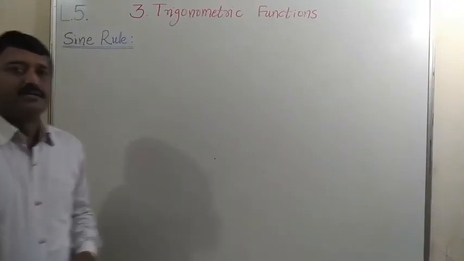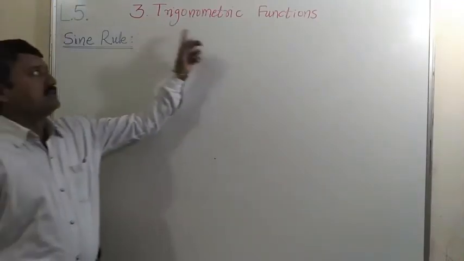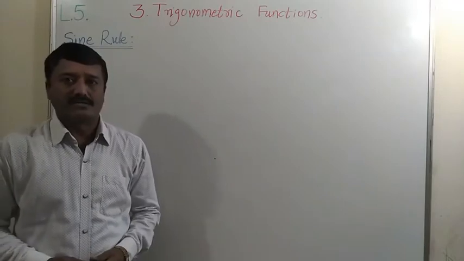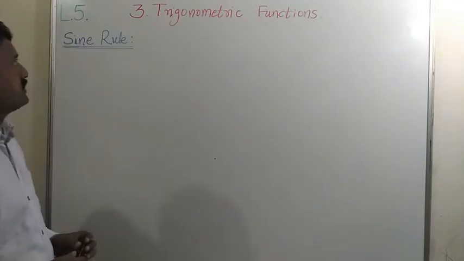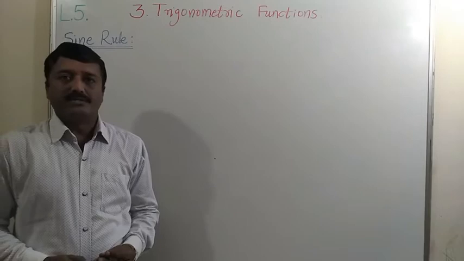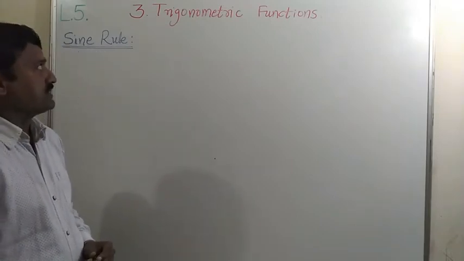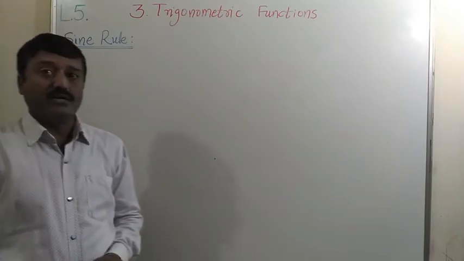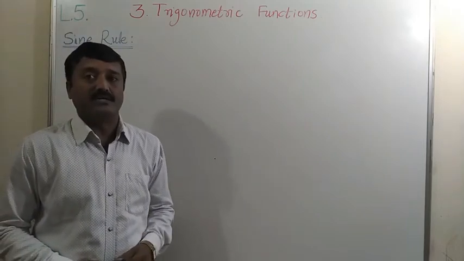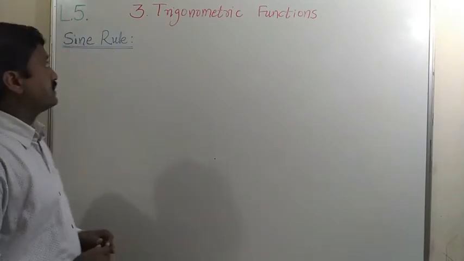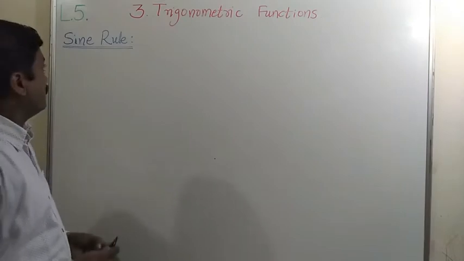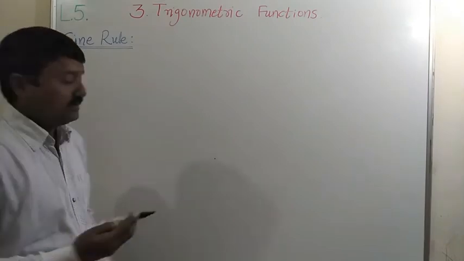Students, this is our fifth lecture of this topic, trigonometric functions. In our previous lectures, we have learned the principal solution and general solution of a trigonometric equation, and the relation between polar coordinates and Cartesian coordinates. Now in this lecture, we are going to learn the solution of a triangle.